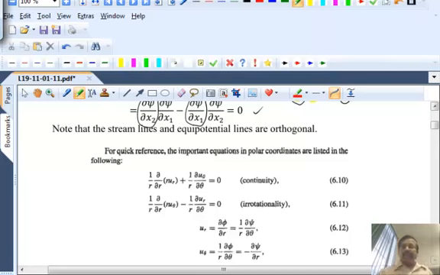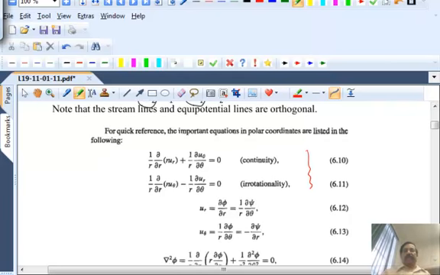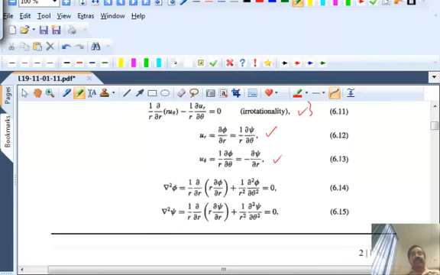So here I have basically summarized in cylindrical coordinates the equations: the continuity equation, the condition of irrotationality, the vorticity, and the definitions for U r and U theta in cylindrical coordinates. We have already seen that in Cartesian frame, but here I'm summarizing it in cylindrical frame. You should be able to work with both of them.